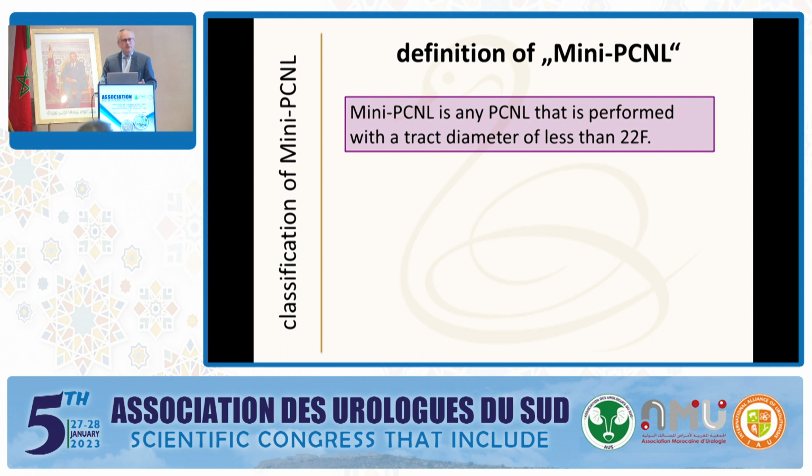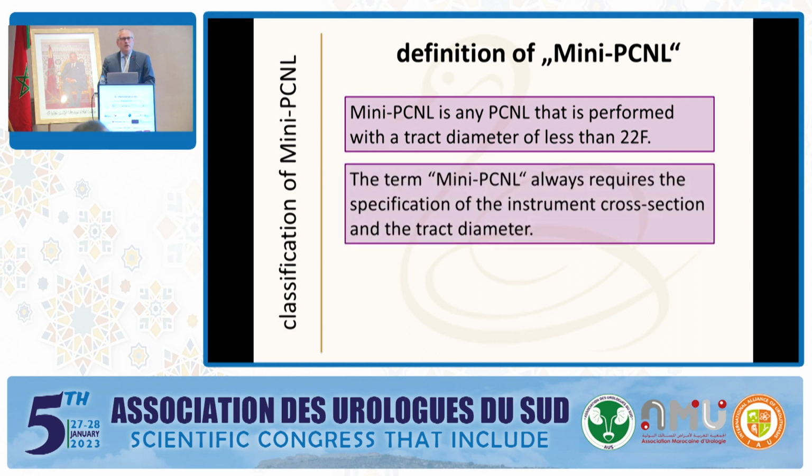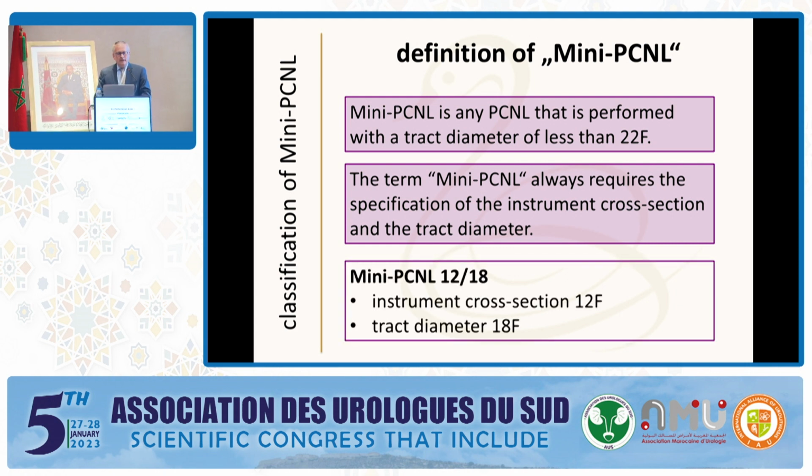This is independent from the nephroscope used. And the term mini PCNL always requires a specification of the instrument cross-section and the track diameter. For example, a mini PCNL 1218 means the instrument cross-section is 12 French and the track diameter is 18 French. And probably this is the most suitable definition and classification of mini PCNL.